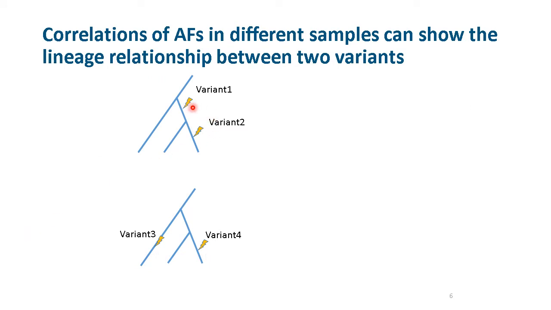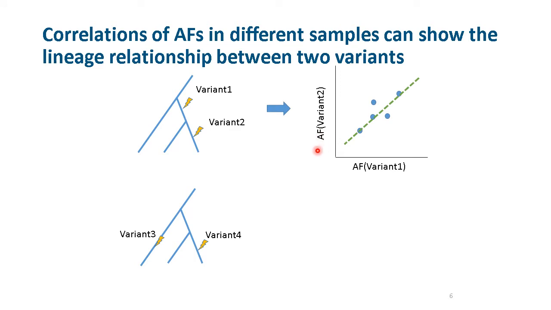Assuming 2 variants are present in the same lineage, if we compare their allele fractions in all the 25 tissues, we should see a positive correlation. Whereas if 2 variants are present in mutually exclusive lineages, we should be able to see a negative correlation of their fractions in all the 25 tissues.